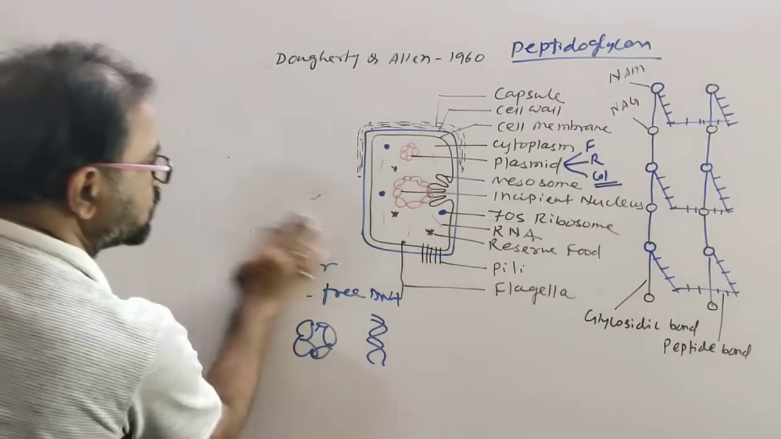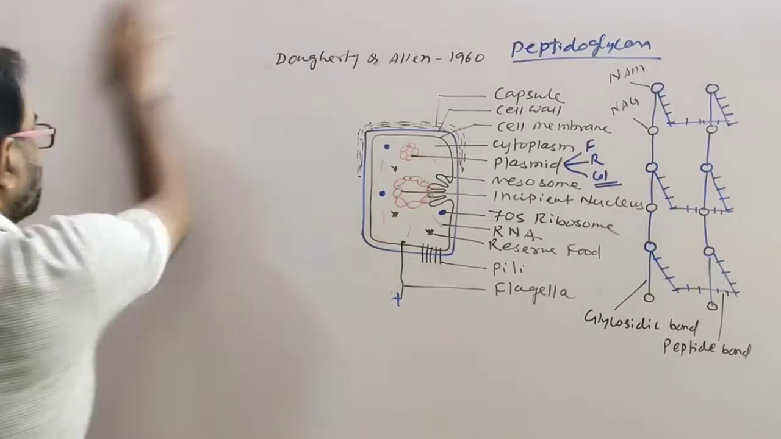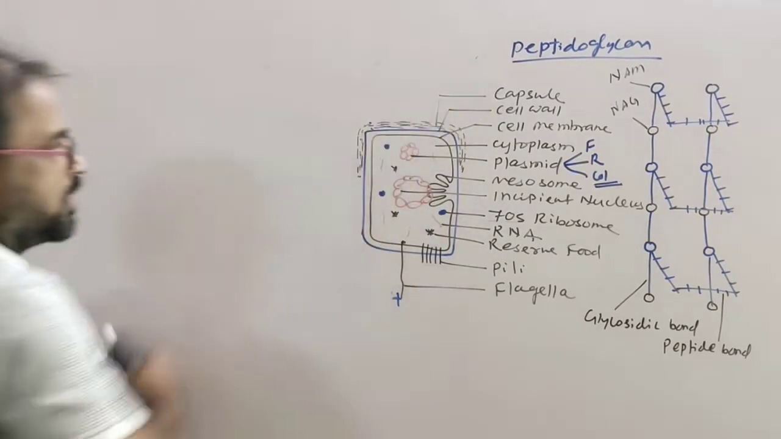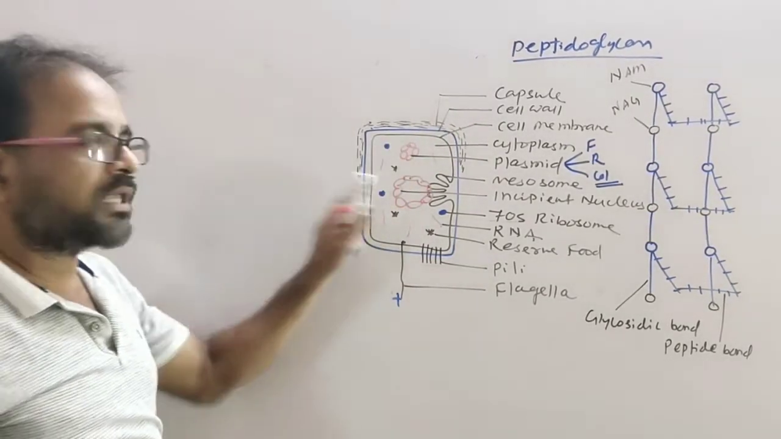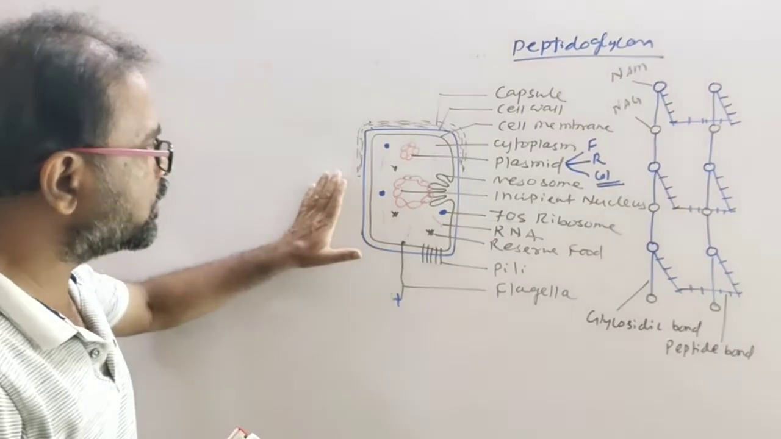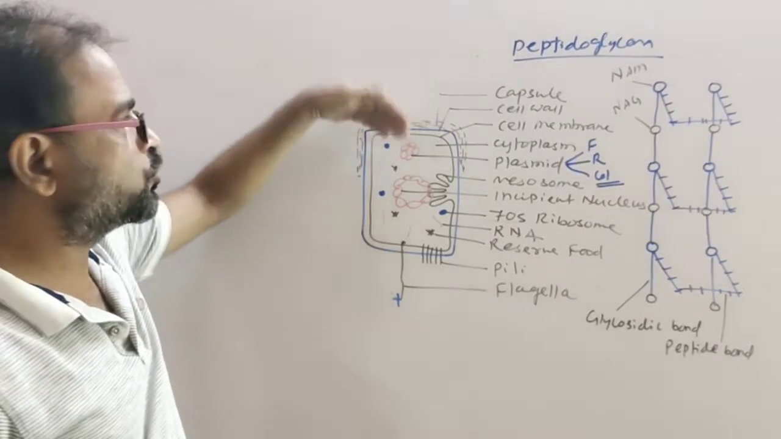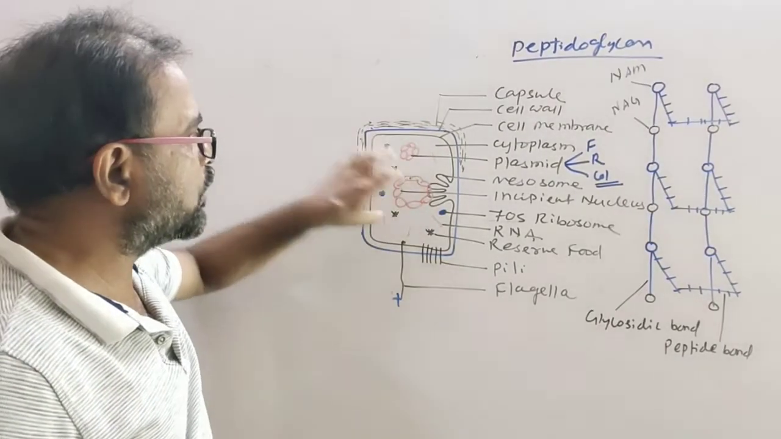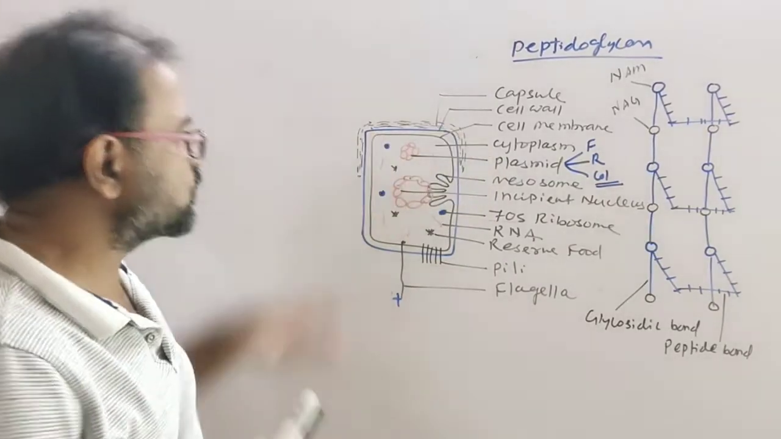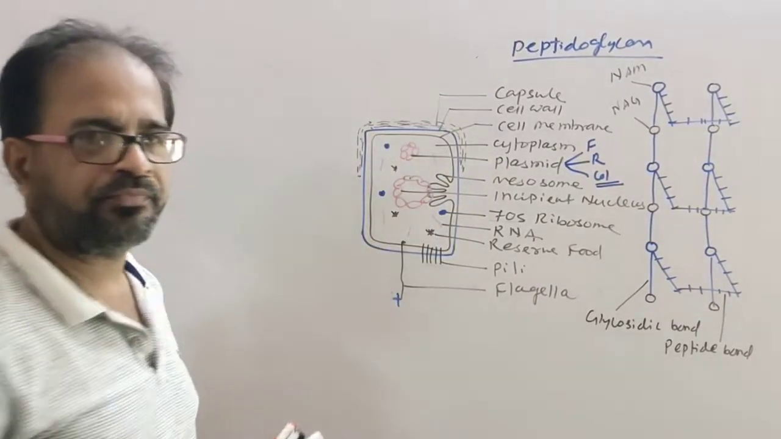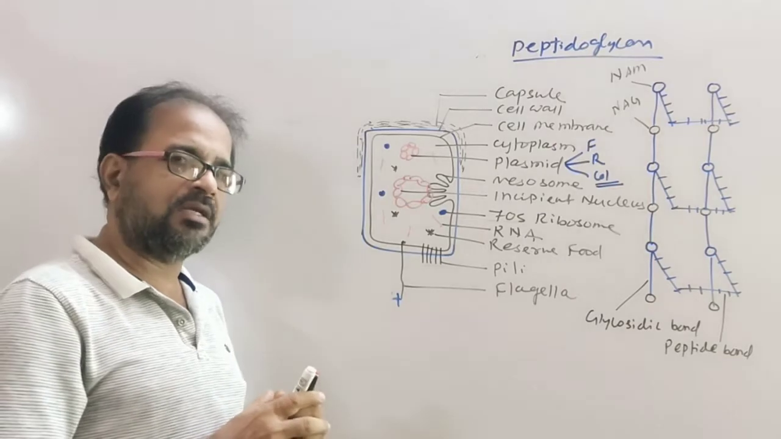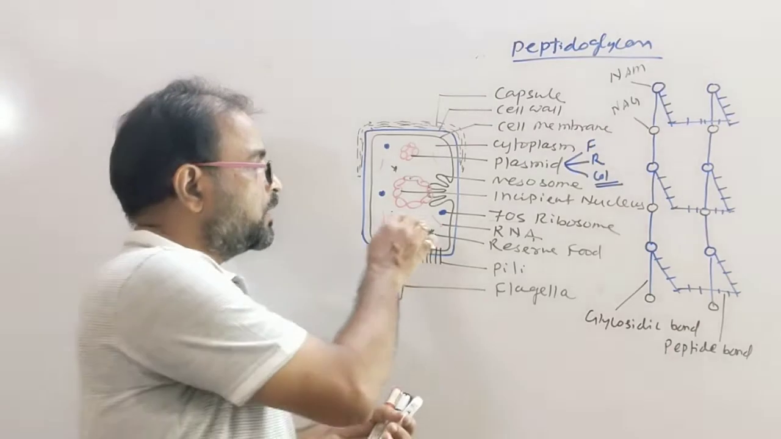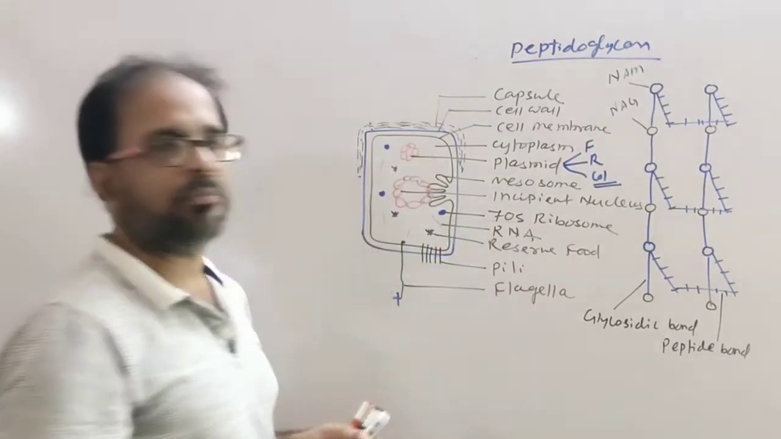Now we study the structural parts of the bacterial cell. It is unicellular, prokaryotic, having a cell wall surrounded by a capsule. Below the cell wall, the cell membrane is present, which encloses the cytoplasm. The cytoplasm contains 70S ribosomes. Ribosomes are of two types, 70S and 80S. In eukaryotic cells, both 70S and 80S ribosomes are found, whereas in prokaryotic cells, only 70S ribosome is found.